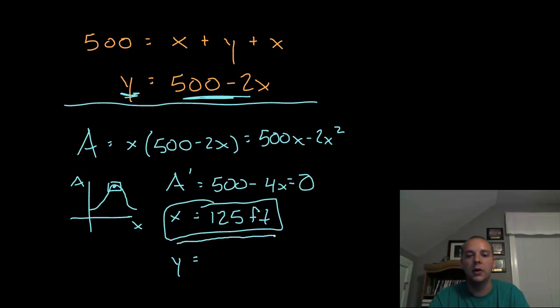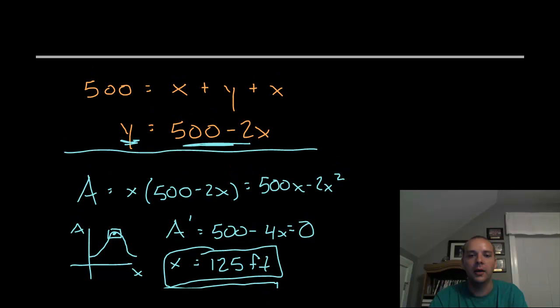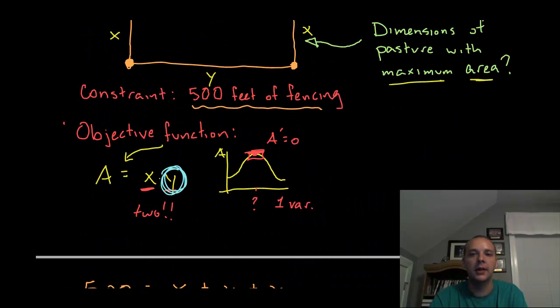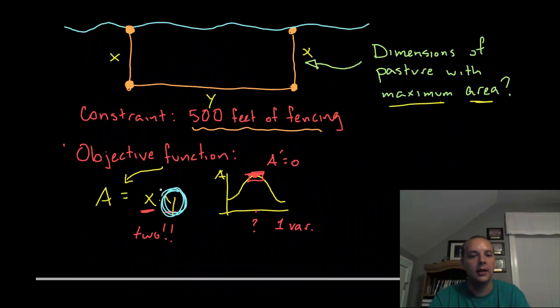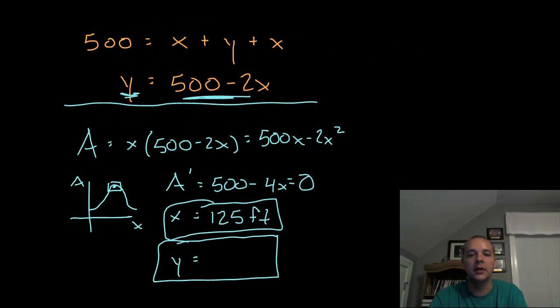Somewhere in all of our previous work, there should be some relationship that relates x and y. It's not the objective function. It comes in the constraint. You see right here where y is equal to 500 minus 2x. Well, if you know x, then obviously you can find y. So do a little math. 125 times 2 is 250, and 500 minus 250 is 250 feet.